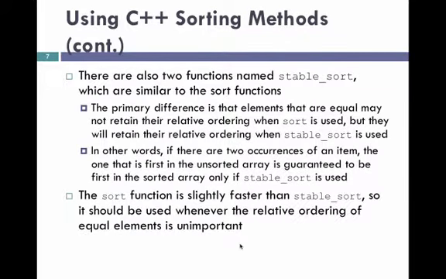There are two functions named stable sort. They're similar to sort functions. The primary difference is that elements that are equal may not retain their relative ordering when sort is used, but they will retain their relative ordering when stable sort is used. So if there's two occurrences of an item, the one that is first in the unsorted array is guaranteed to be first in the sorted array only if you use the stable sort version. Now, the sort function is slightly faster than stable sort, so you should use it whenever the relative ordering of the elements is unimportant.